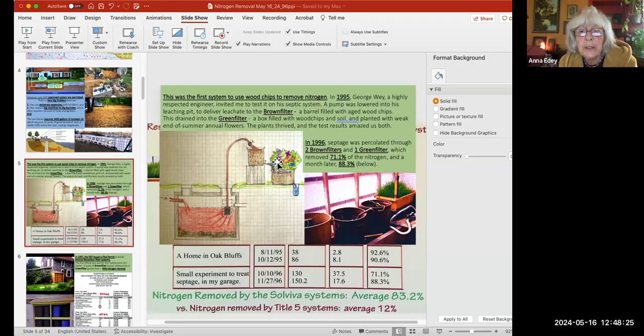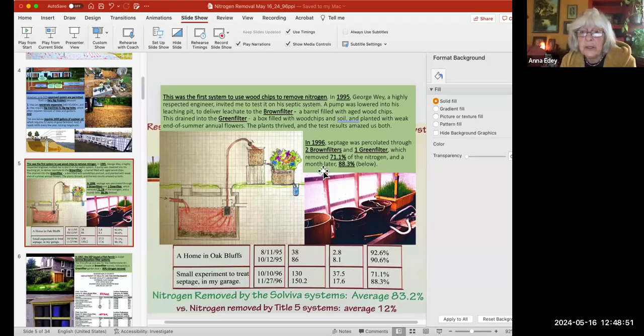This drained into the green filter, a box filled with wood chips and soil, and planted with weak end of the summer annual flowers. The plants thrived, and the test results amazed us both. Unfortunately, I lost 2 rolls of film that took pictures of this. So all I have is this crude drawing.